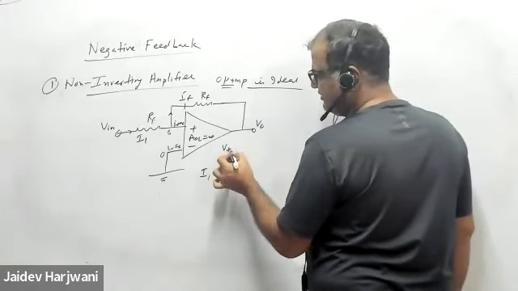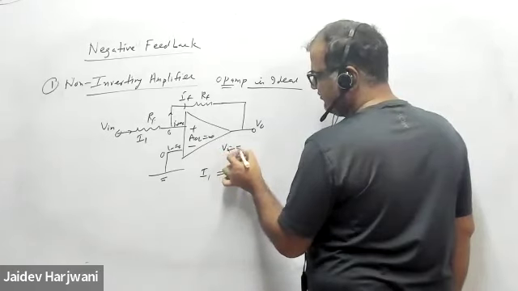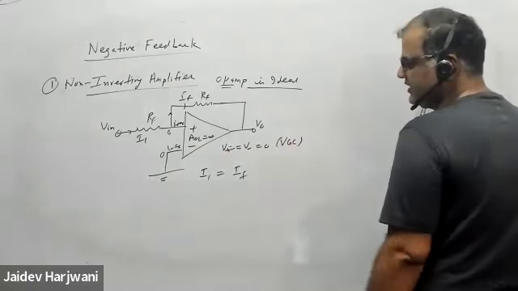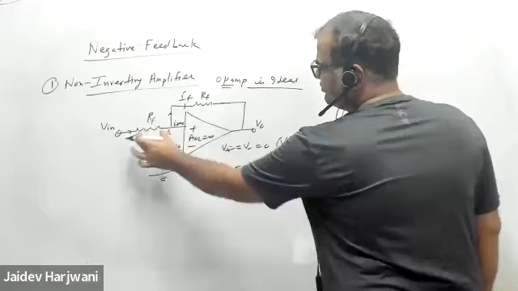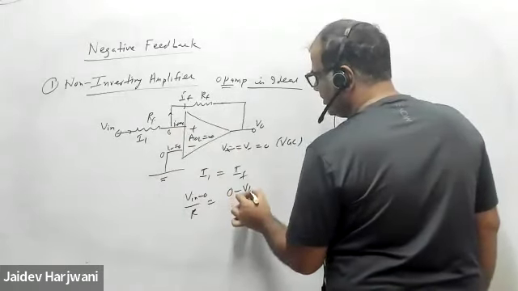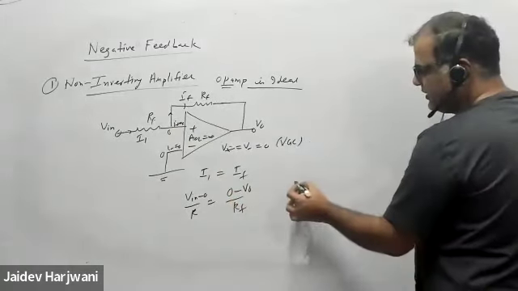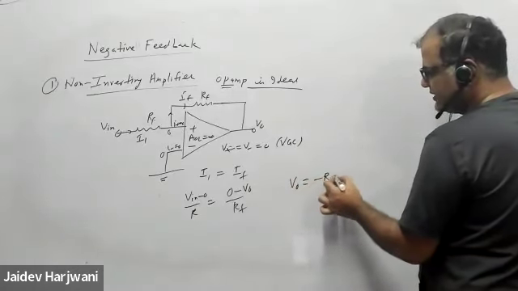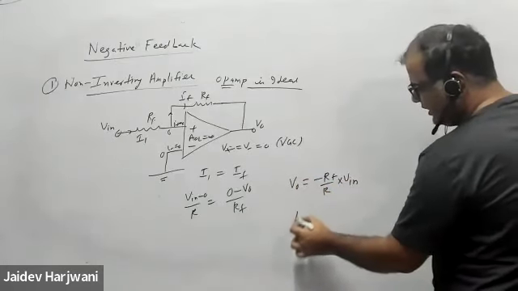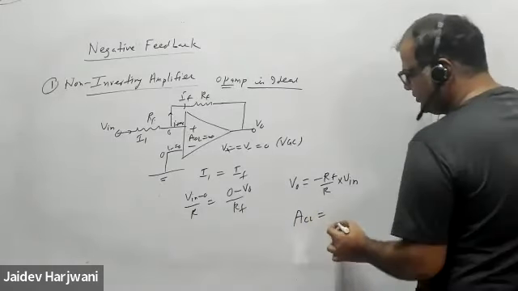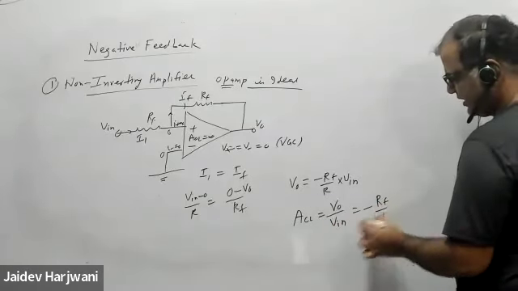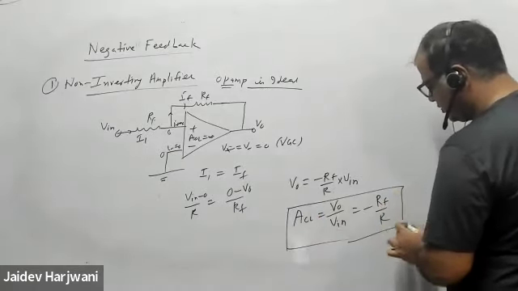V plus and V minus are both 0. This is by the virtual ground concept, VGC. And now I1 equal to IF. I1 is V input minus 0 by R, and this is 0 minus V naught upon RF. So V naught becomes minus RF by R into V input. And the closed loop gain, V naught by V input, is equal to minus RF by R. This is the formula for closed loop.